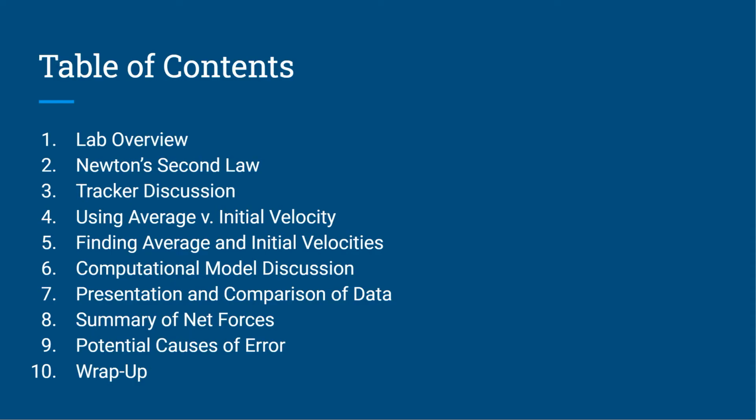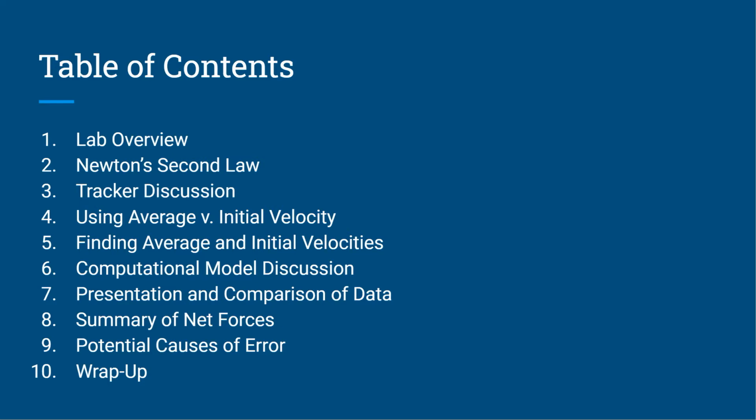Let's get into it. I'm going to start with our table of contents. We're going to begin with our overview of the lab, move on to Newton's second law and its relevance to the lab. I will then move on to tracker discussion and discuss the software. I'm going to then continue with a discussion of average versus initial velocity and how I found the two. I will continue to discuss computational models and the one I made in GlowScript, then a presentation and comparison of the data through graphical analysis. I will then present a summary of the net forces, potential causes of error, and then end with a wrap-up of the lab.